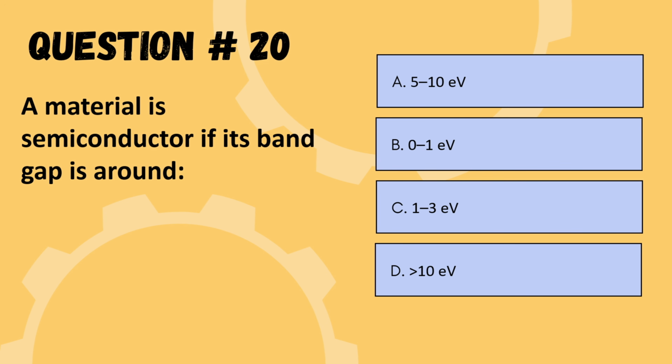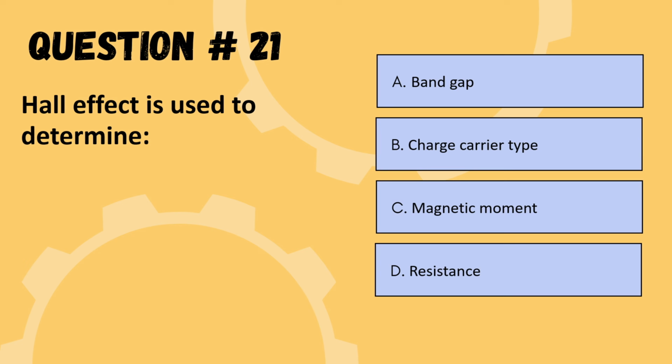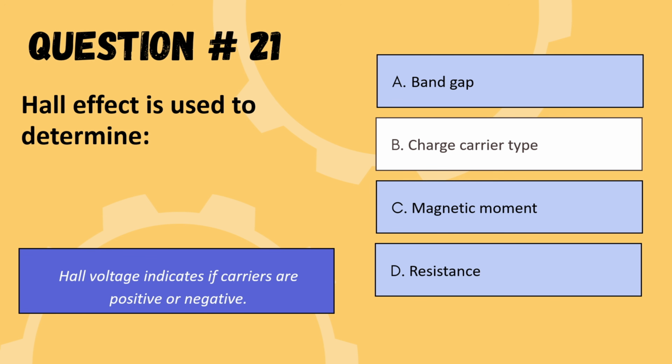Next question is a material is semiconductor if its band gap is around, options are 5 to 10 electron volt, 0 to 1 electron volt, 1 to 3 electron volt, or greater than 10 electron volt. So the correct option is option C, 1 to 3 electron volt. So we are moving to the next question. Next question is Hall effect is used to determine, options are band gap, charge carrier type, magnetic moment, or resistance. So the correct option is option B, charge carrier type. So we are moving to the next question.